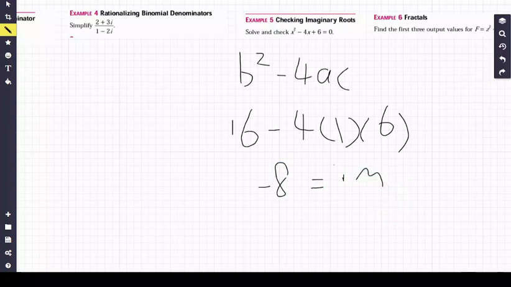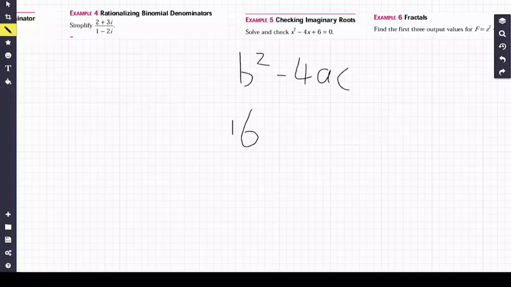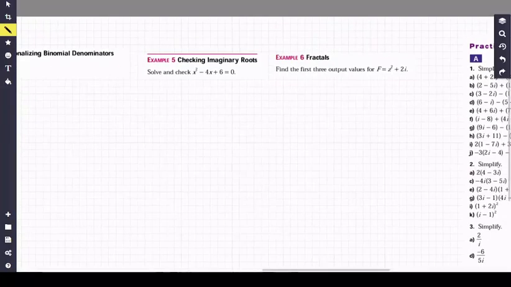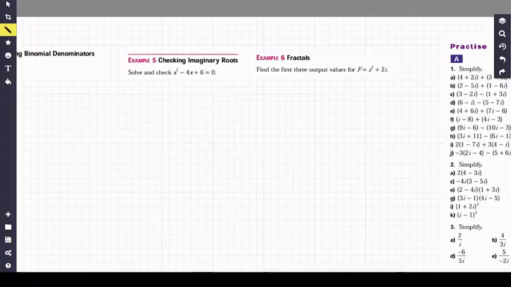So this means it has imaginary roots. I'm not actually going to plug in the whole quadratic formula because that is some common sense that you should be able to do. You should memorize that formula, definitely. You should be able to plug it in yourself. I just wanted to show you that.